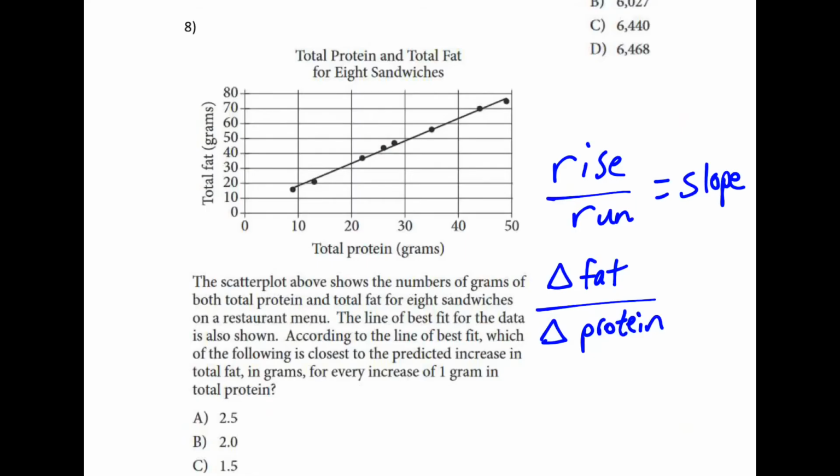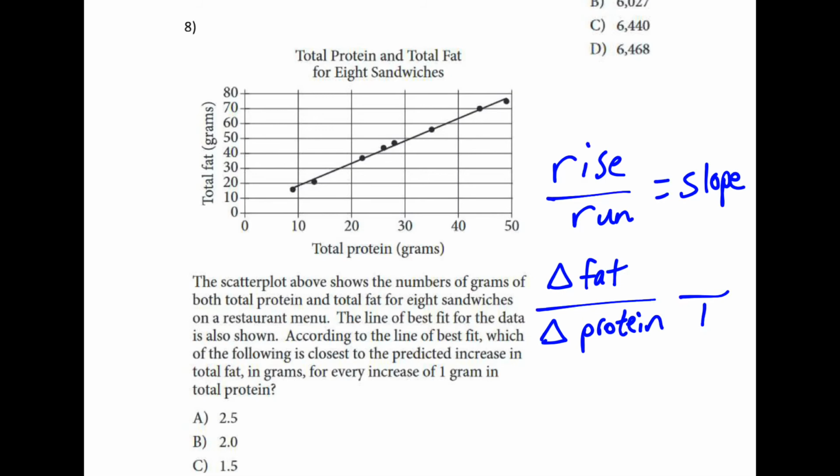Number 8, think about the definition of slope, rise over run. Here that means the change in fat over the change in protein. They ask, according to the line of best fit, which of the following is closest to the predicted increase in total fat in grams for every increase of 1 gram in total protein? So they're saying, what's the slope? What goes on top of 1?